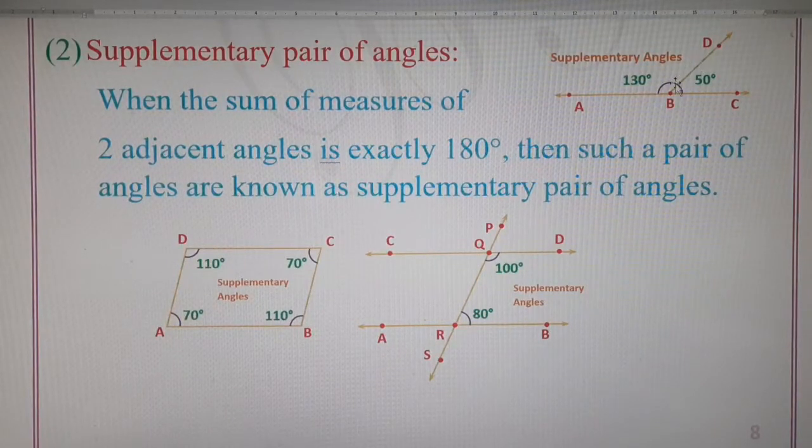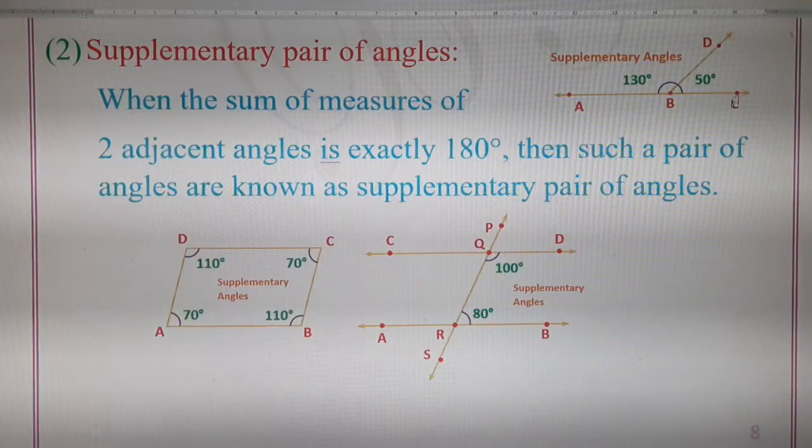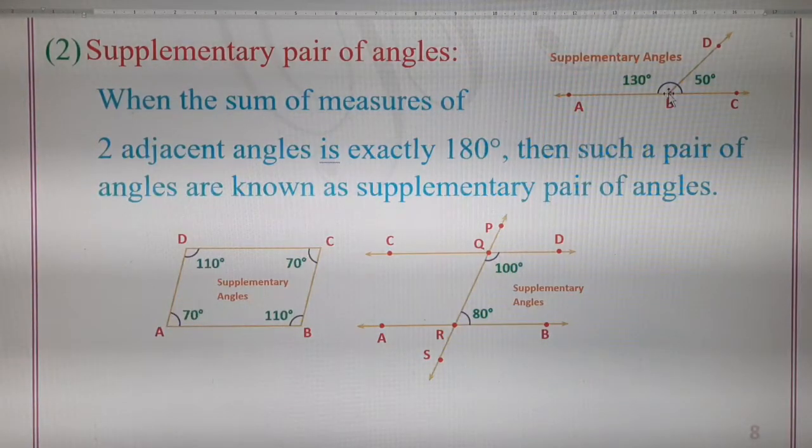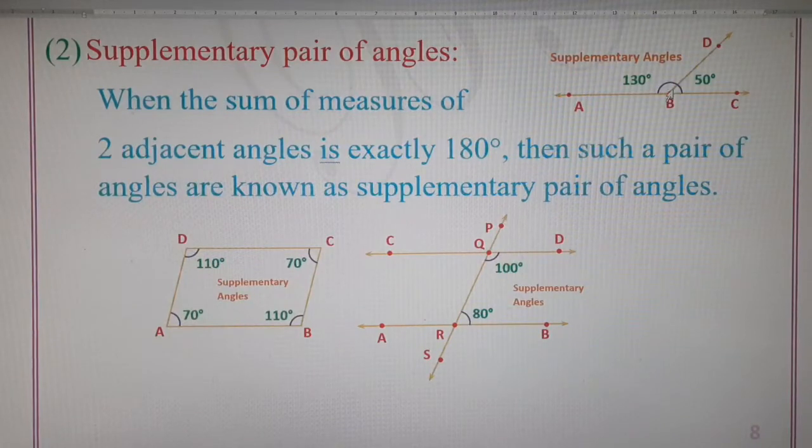Now in this particular diagram, angle ABD and angle CBD form a linear pair because they lie on a straight line AC and they are having a common vertex B and a common arm ray BD. So these two angles, angle ABD and angle CBD, form a linear pair. So we can say linear pair of angles are supplementary pair, or we can say the linear pair of angles have sum of measures 180 degree.